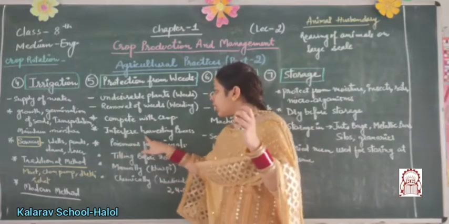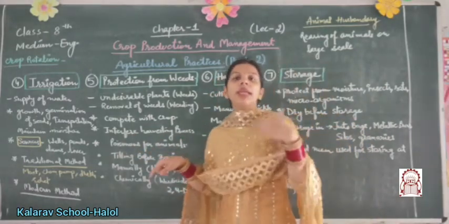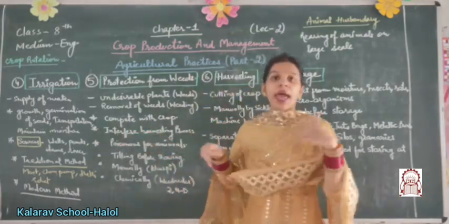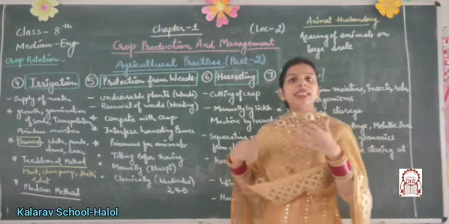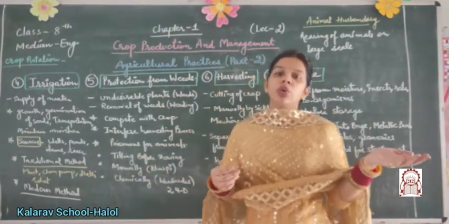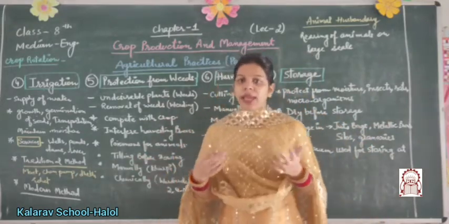As it interferes with the harvesting process. When we cut the crop, it interferes with that. Next is compete with the crop. As we supply the nutrients and water to the crop, it is used by the weeds also. So the crop doesn't get the required amount of the nutrients that we supply.